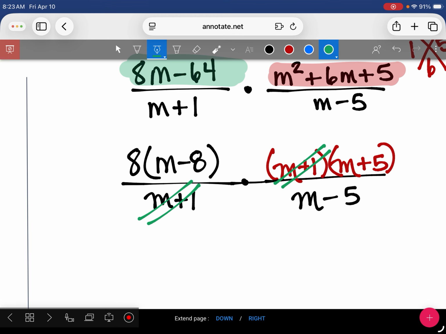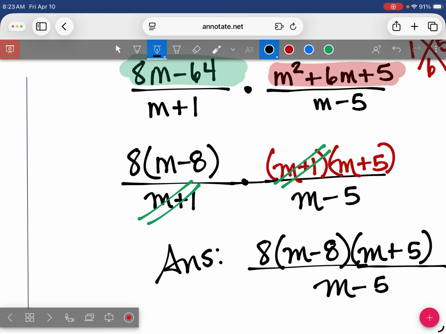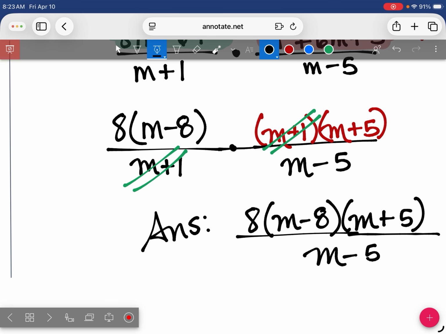So my final answer is I have an 8, an m minus 8, an m plus 5, and an m minus 5. And that would be your final answer. So again, don't make the mistake that I almost did. You cannot cancel it unless it's an exact match. Sometimes we can factor it and nothing cancels. Sometimes we factor it and everything cancels.